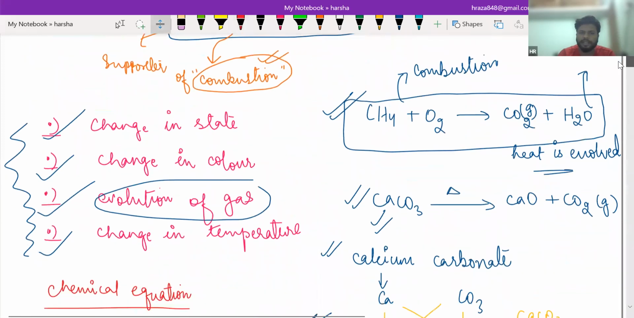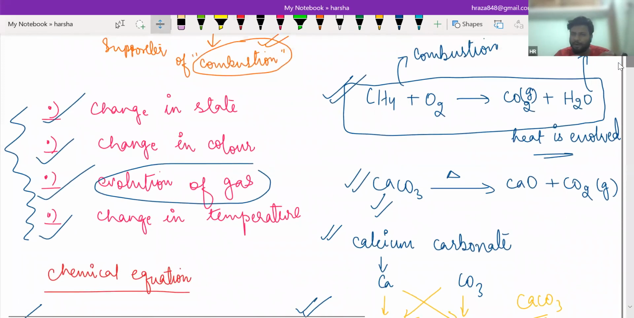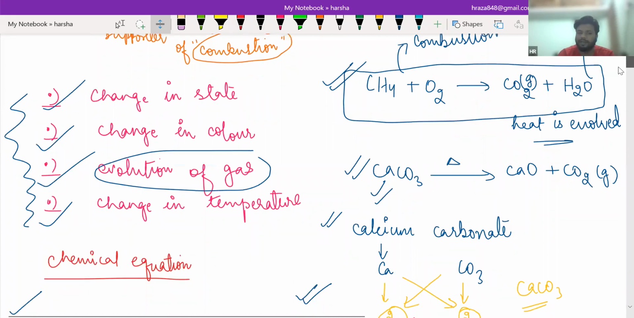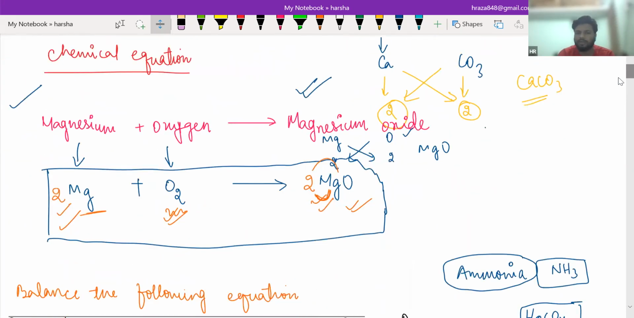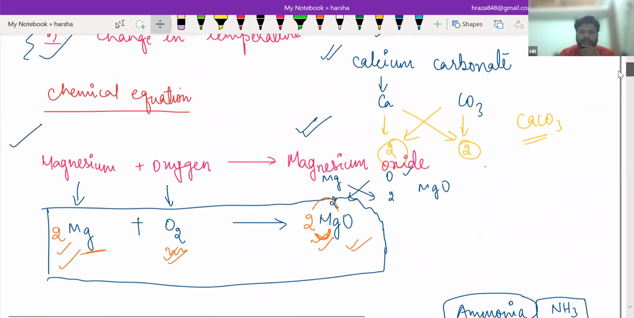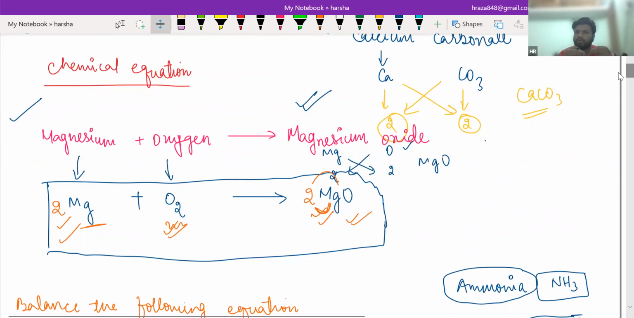We can easily recognize how chemical reactions take place: whenever there is a change in state, change in color, evolution of gas, or change in temperature. These four categories are for chemical reactions. Now we come to know about the chemical equation. What is a chemical equation? When we write in a specific manner to show the chemical reaction, that is called a chemical equation.